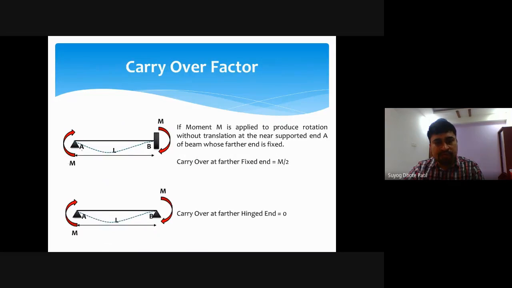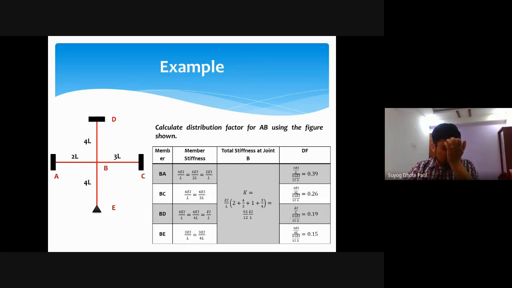So the carryover factor, again, if I consider joint A and joint B, is a factor at the farther end. At a farther fixed end it is M by 2, and if it is a hinge, it is 0. Okay. Now, a simple example.